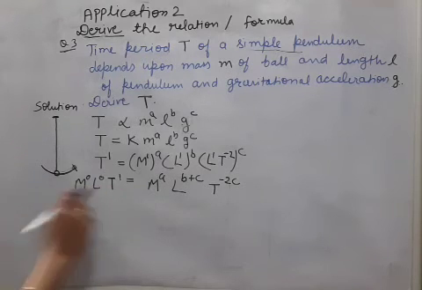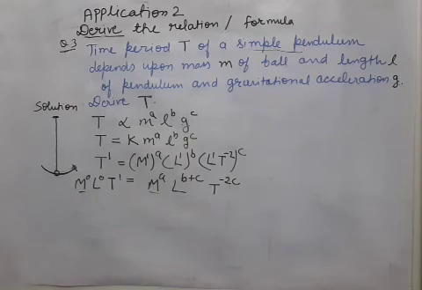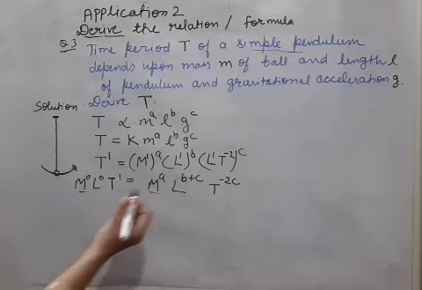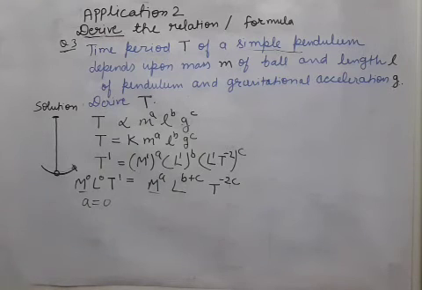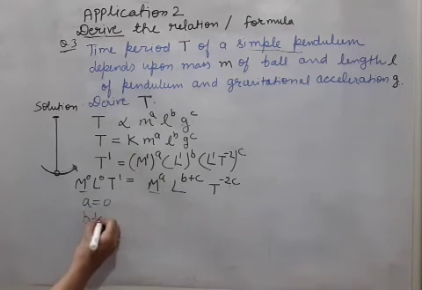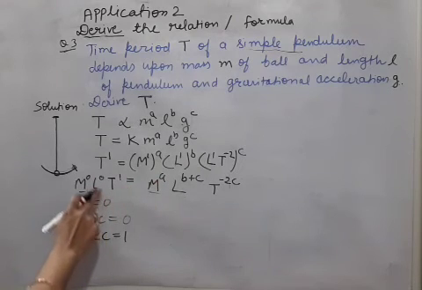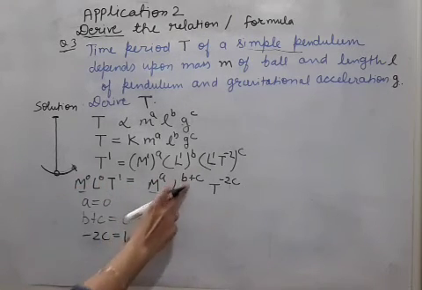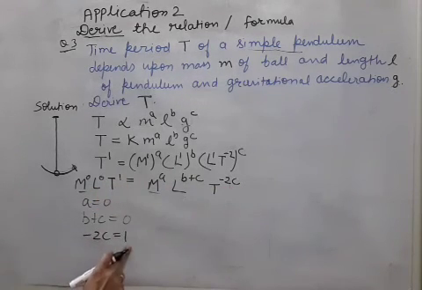Okay. Next step is that we compare the powers. So let us start comparing. First is M power a, M power 0. So a equal to 0. Next is b plus c equal to also 0. Next is T power minus 2c equal to 1. Okay, a equal to 0. L powers are 0 here, b plus c here, second equation. Third equation, T powers minus 2c equal to 1, this way.